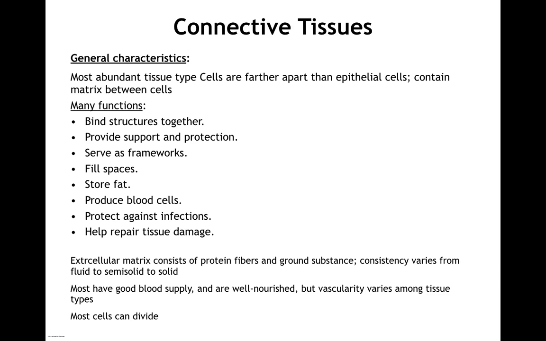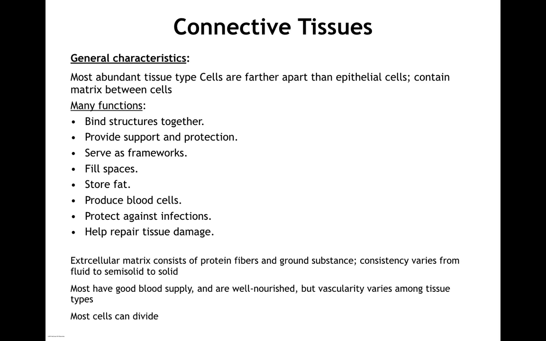Between the connective tissue cells, there's a substance called the matrix, and that matrix is different in each type of connective tissue. It's going to bind things together, provide support and protection, also serves as a framework. It's going to fill spaces, store fat, produce blood cells, protect against infections, and help repair tissues.